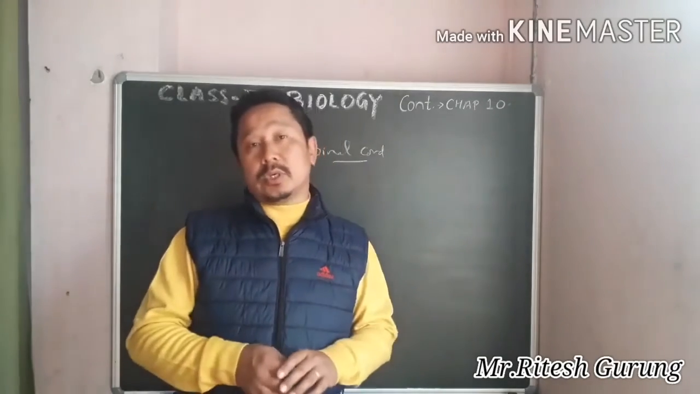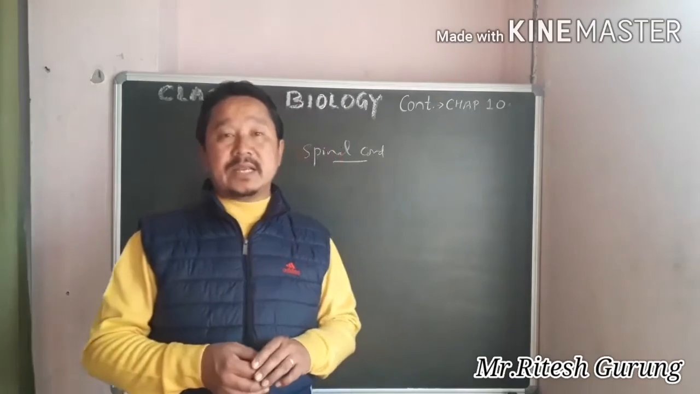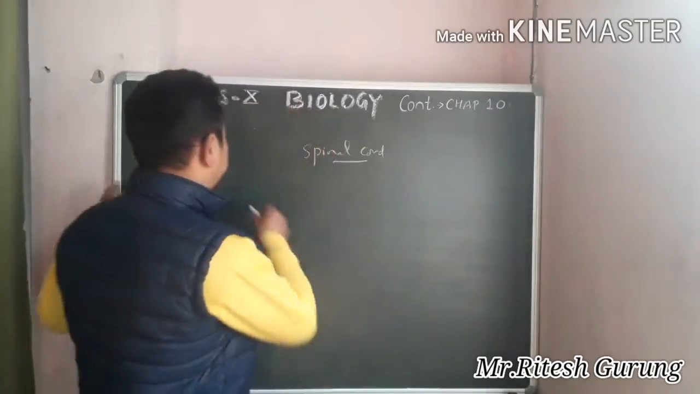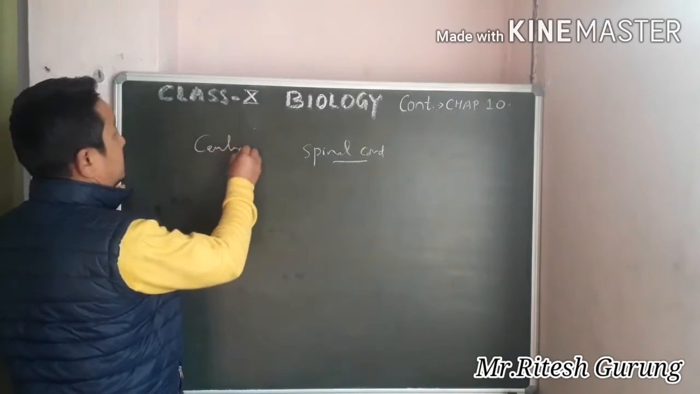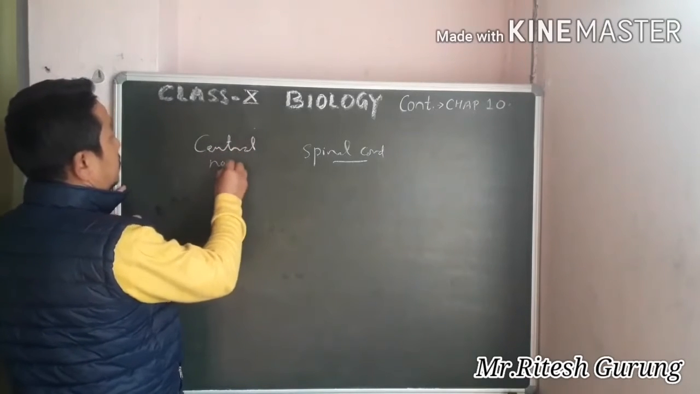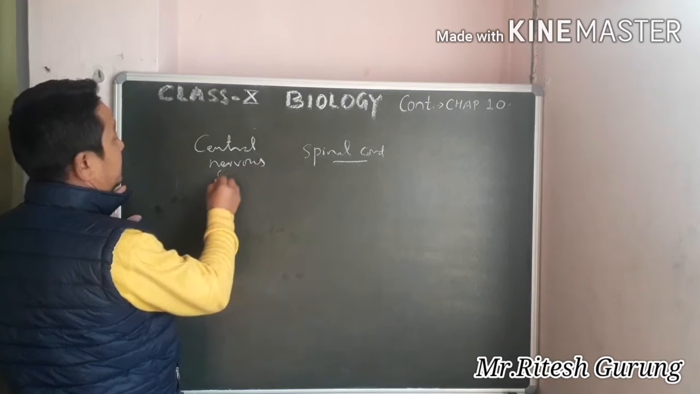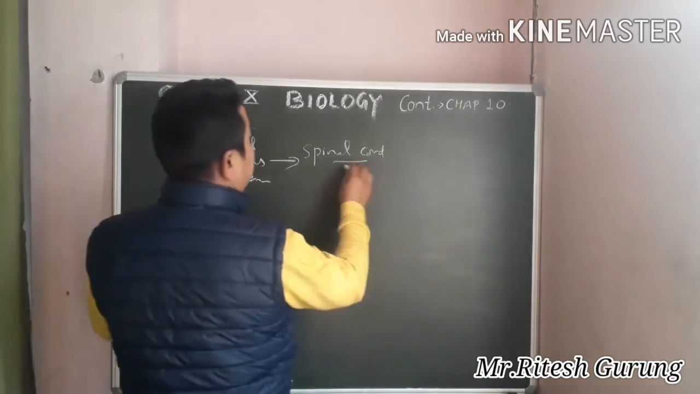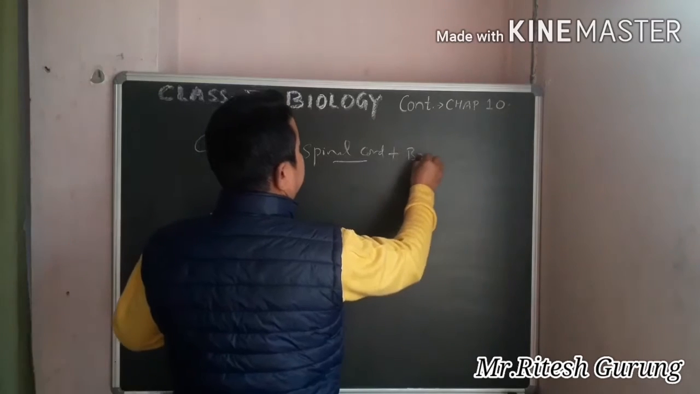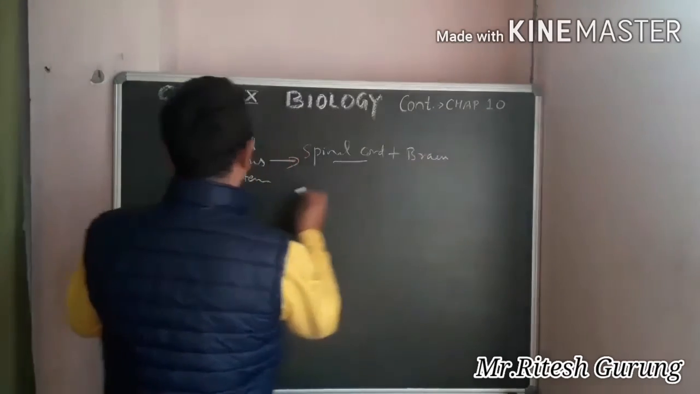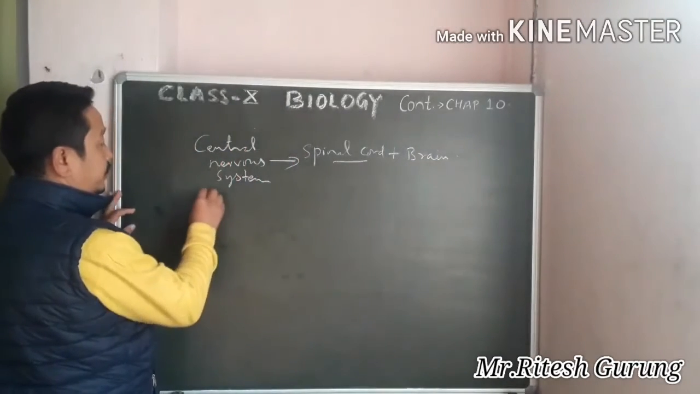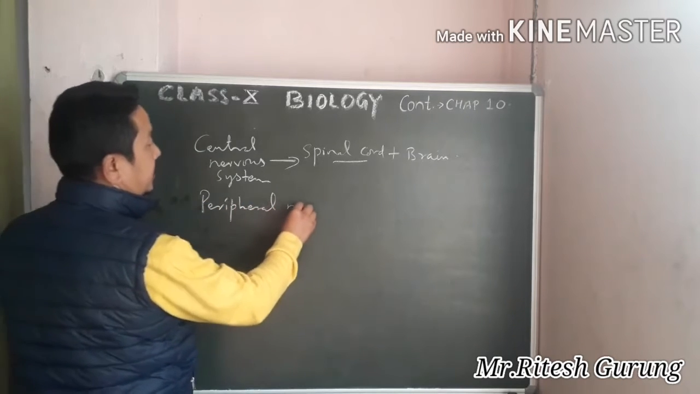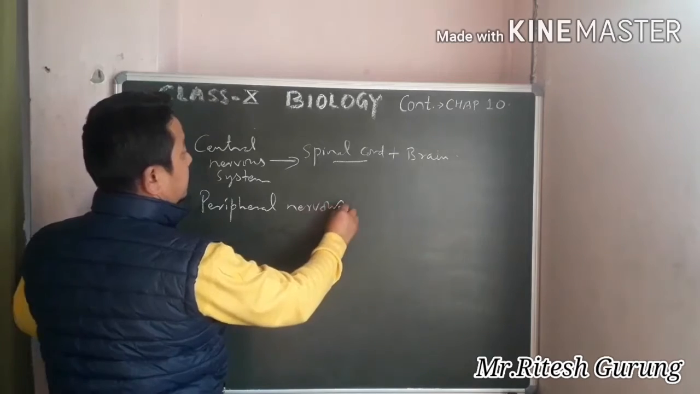But in your book, in your standard, it is given as two types. That is the central nervous system, consisting of the spinal cord and your brain. The other one is your peripheral nervous system.